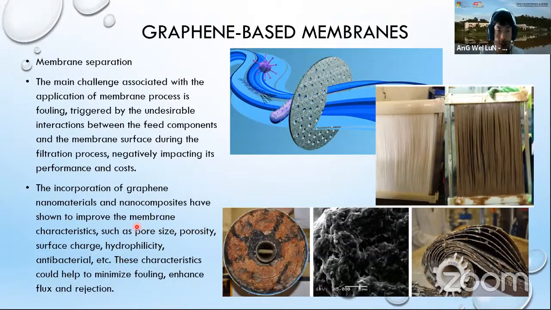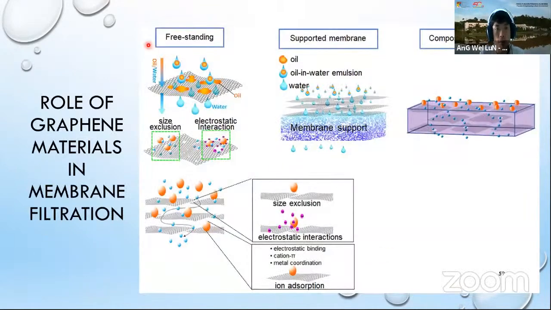The incorporation of graphene materials or composites has been shown to improve the membrane characteristics such as pore size, porosity, and so on. Those are the good properties that we want in the membrane to prevent fouling. It could help to minimize fouling and enhance the flux and rejection. Those are some images of the membrane. You see a lot of dirty impurities on top of the surface of the membrane, which is not good.